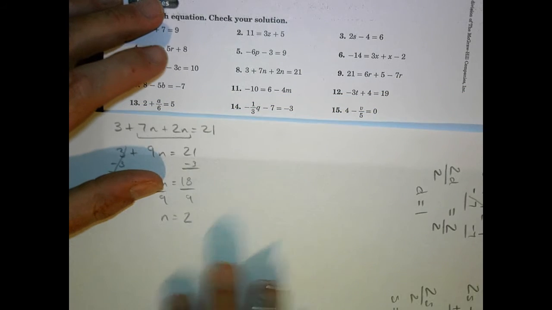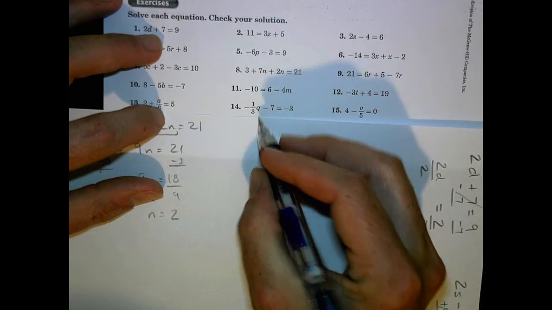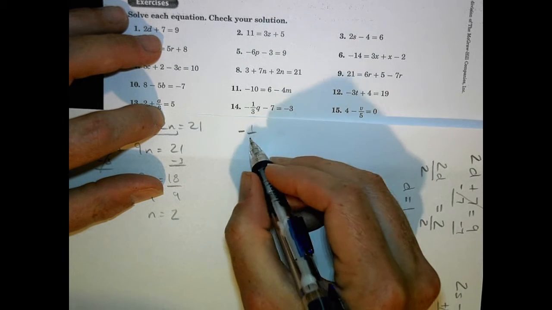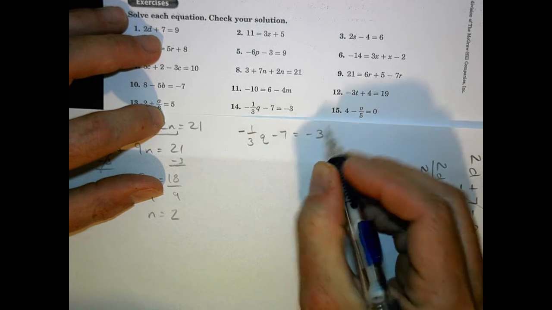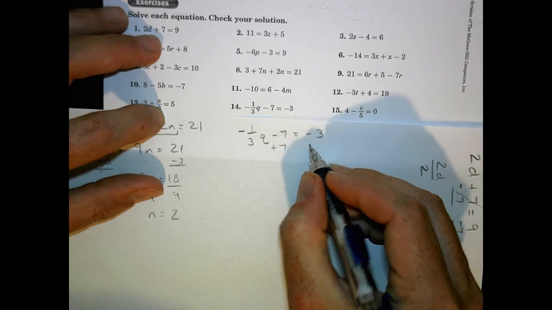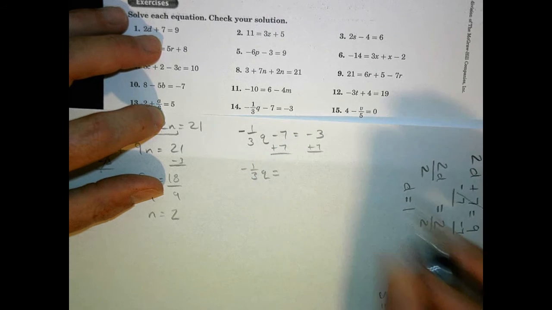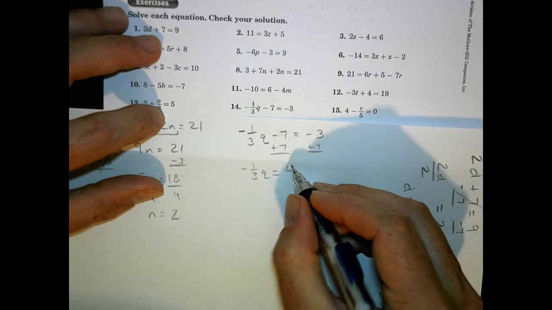We'll look at one more before we move on. I'll look at one fraction one for you real quick, just so we're okay with those ones. Let's look at number 14. So then we have negative 1/3 q minus 7 equals negative 3. So first thing I'll do is I'll add 7 to both sides, so that I have negative 1/3 q on this side of the equal sign, and a negative 3 and a positive 7 equal positive 4.